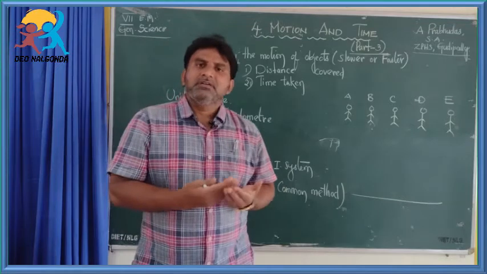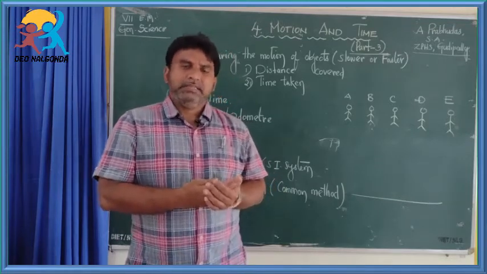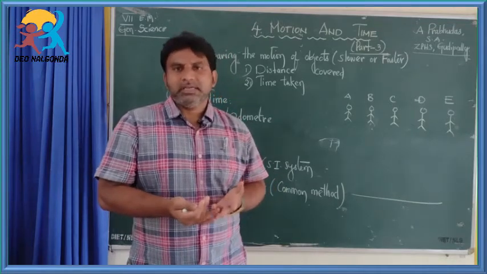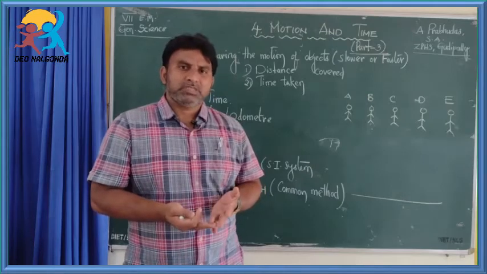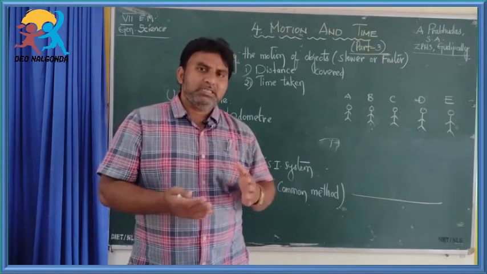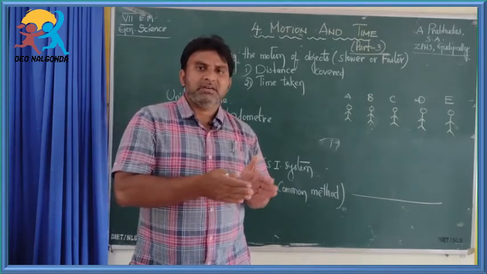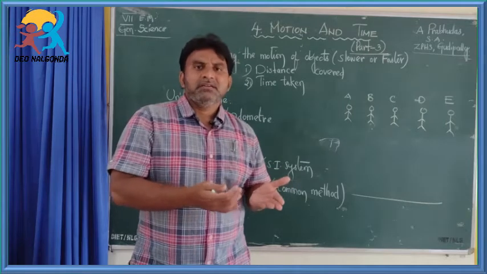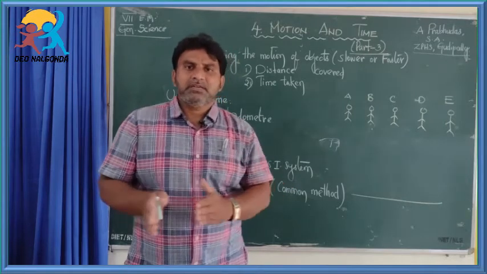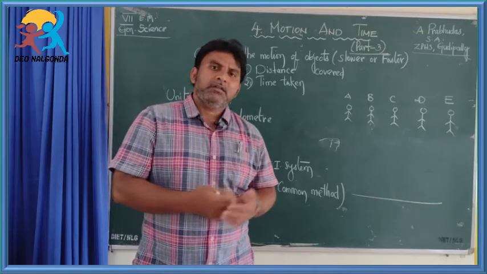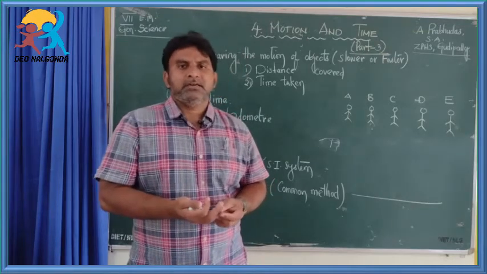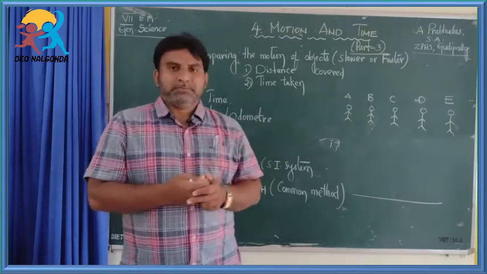Motion is of different types. They are translatory motion, rotatory motion, oscillatory motion. The translatory motion, depending on the path of the object travelling, is again subdivided into two types. They are rectilinear motion and curvilinear motion.